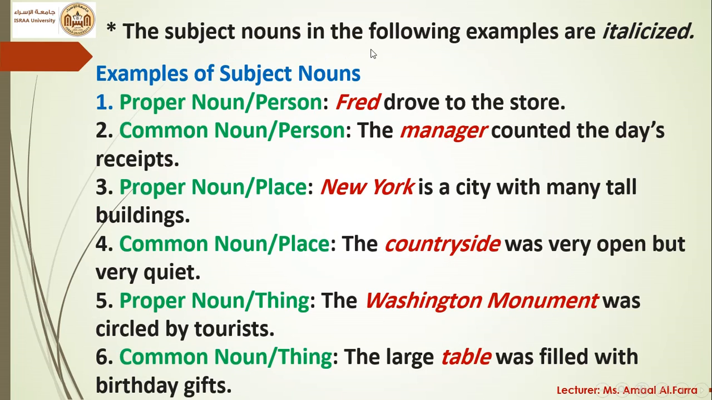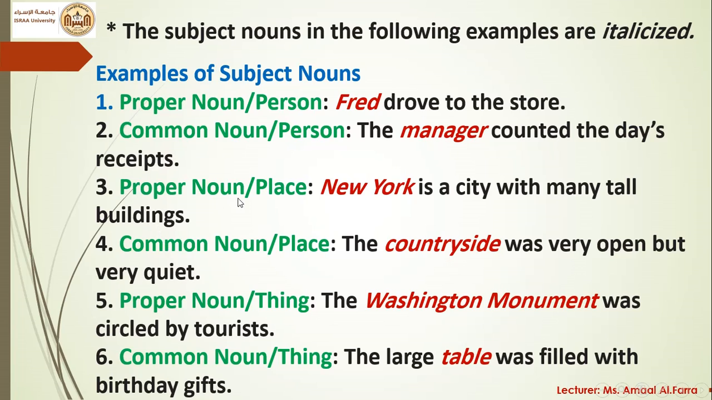The subject nouns in the following examples are italicized. Look here, they are colored and italicized. We have proper noun and we have common noun for person, for place, and for thing. Let's see the differences. Proper noun of person, like "Fred drove to the store." This is a proper noun of a person. When I say "The manager counted the day's receipts," manager, this is a common noun of a person, okay? But we don't know which manager, who is it? What's his name? We don't know. It is a common noun.